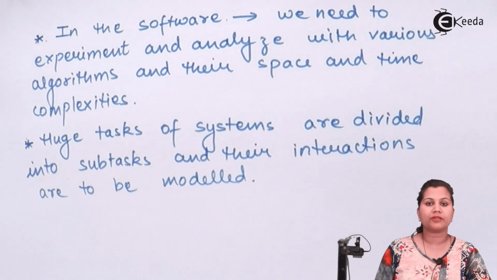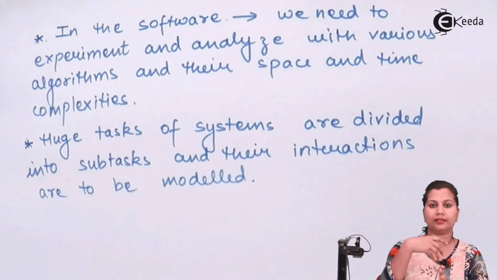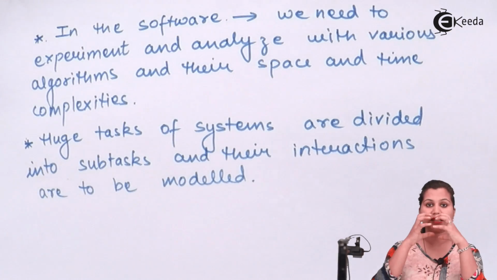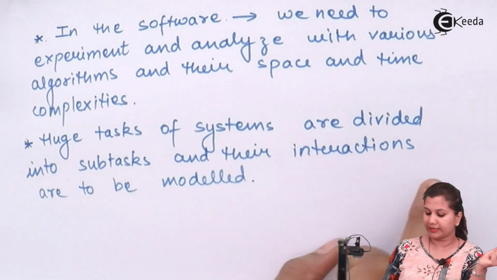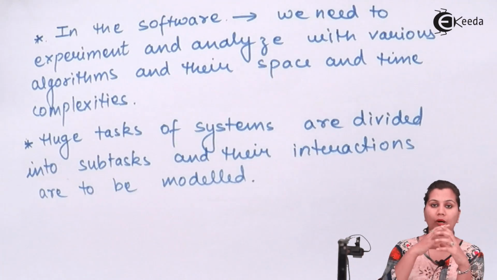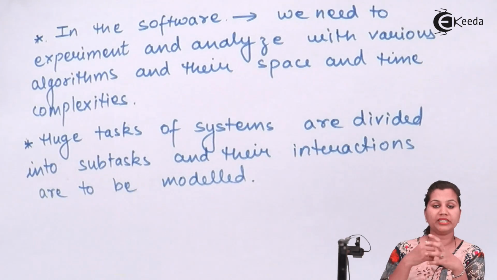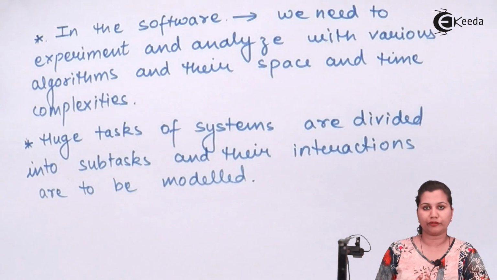Now this embedded system is going to perform various tasks. The big tasks of the embedded system are divided into small tasks, and these tasks are given to the various blocks. So the huge or major task of the system is divided into subtasks, and their interactions are to be modeled: how these tasks are to be performed, and during the working of those tasks which circuits are to be involved, and how these circuits are going to interact with each other. Everything we have to model in that first step.